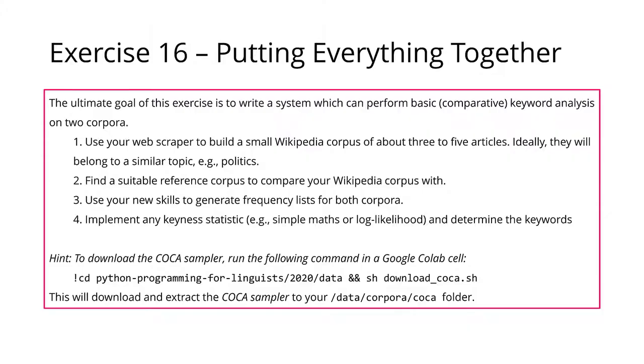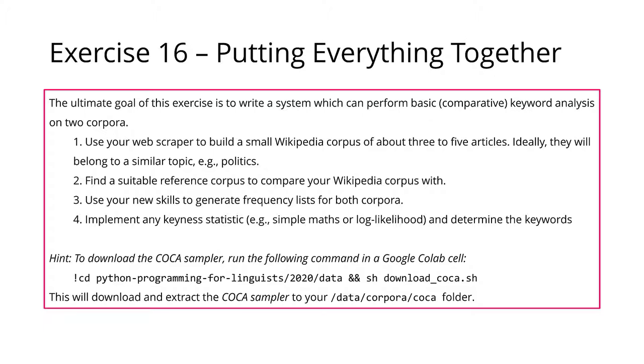And now for the final exercise, we're already there. Well, already after 2.5 hours, we're going to put everything together. And so the goal of this last exercise is to build a keyword system. So what we're going to do is use our web scraper, and we're going to build a small Wikipedia corpus. Let's say 3 to 5 articles. Then we'll download a reference corpus. Well, we've already done that.